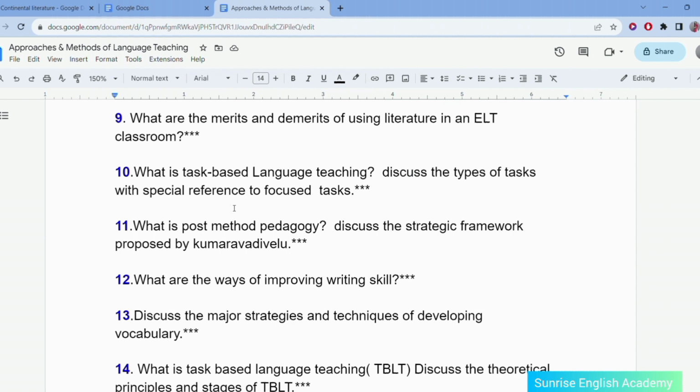11. What is post-method pedagogy? Discuss the strategic framework proposed by Kumaravadivelu. 12. What are the ways of improving writing skill? 13. Discuss the major strategies and techniques of developing vocabulary.